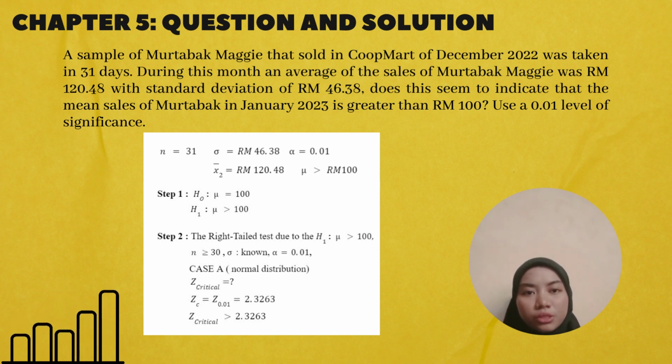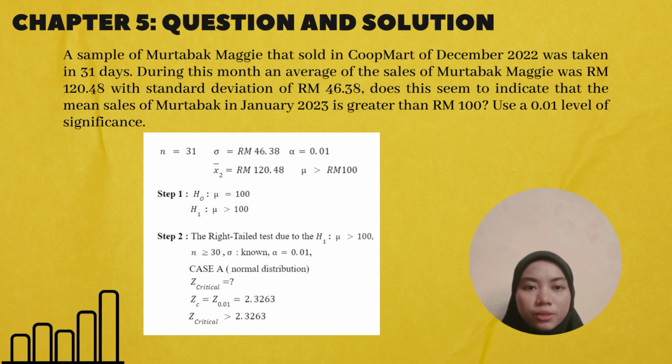To solve this question, first of all, we need to identify all the information given in the question. You can see that the number of samples is 31. The standard deviation is 46.38. The sample mean is 120.48. The mean is more than 100. And lastly, we need to use alpha 0.01.